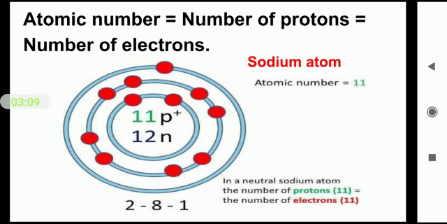The atomic number of an atom is equal to the number of protons in the nucleus of an atom, or the number of electrons in an electrically neutral atom. The atomic number is equal to number of protons is equal to number of electrons. For example, in a sodium atom, there are 11 electrons and 11 protons. Thus, the atomic number of sodium atom is equal to number of electrons is equal to number of protons, that is 11.